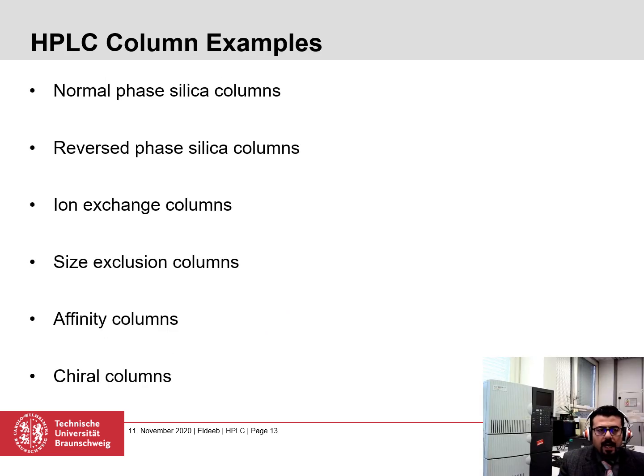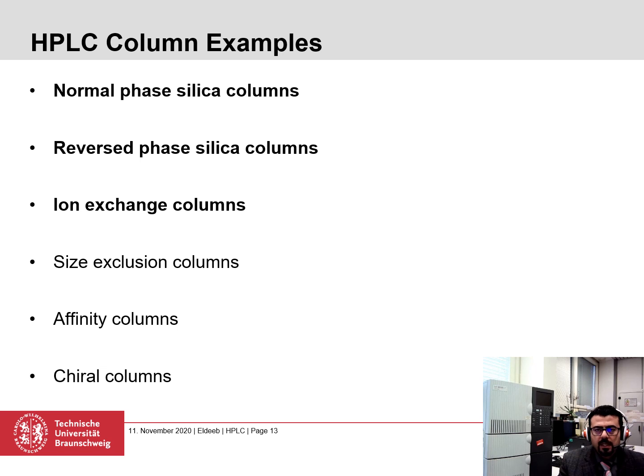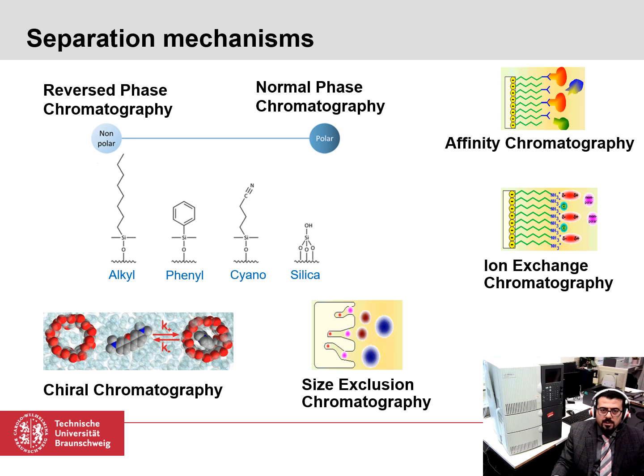There are different HPLC column types according to the chemistry of the stationary phase, including but not limited to normal phase silica columns, reverse phase silica columns, ion exchange columns, size exclusion columns, affinity columns, and chiral columns. Now about the separation mechanisms, we have different mechanisms.